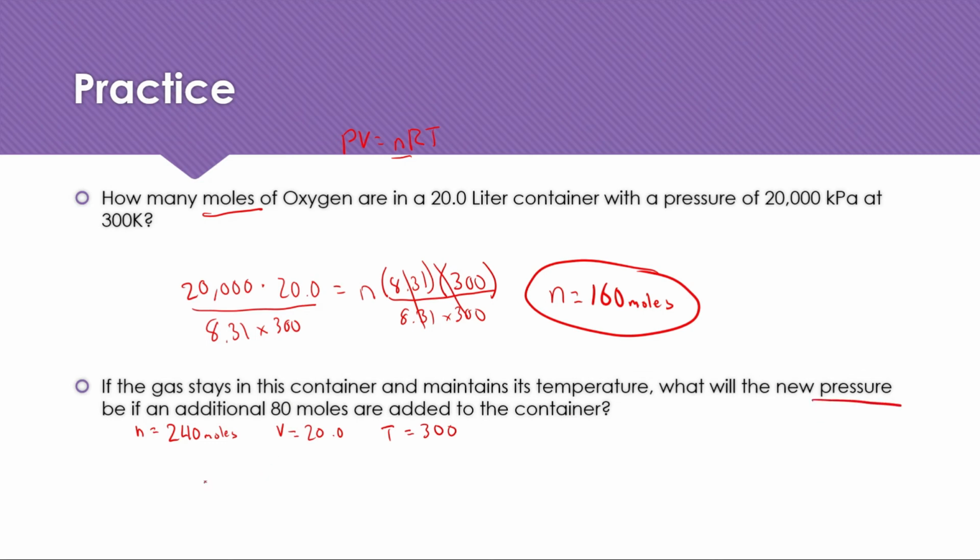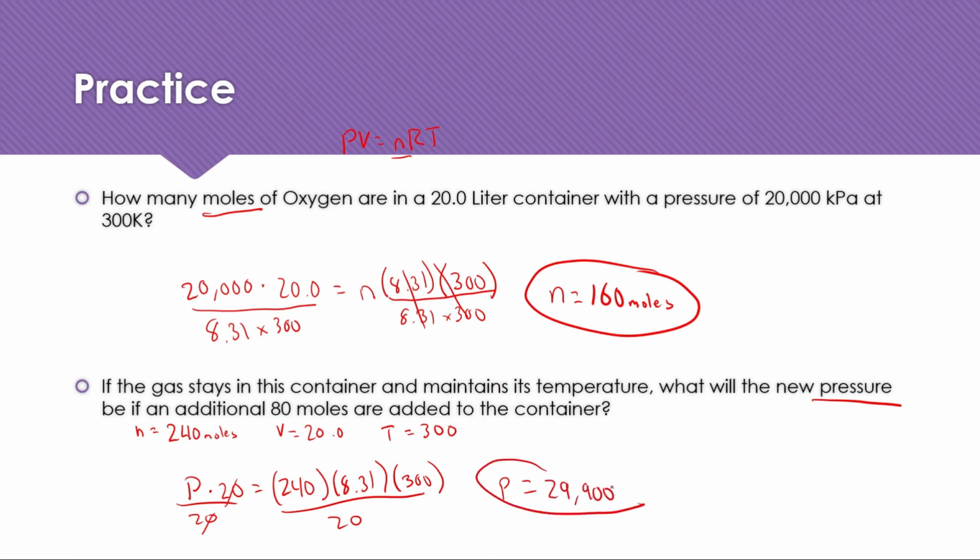So, starting with our equation again, we've got P, which is what we're going to try to solve for, times 20 equals n, which is now 240, times R, which is 8.31, times T, which is 300. All we got to do is divide both sides by 20. And when we solve all of that out, we will get P equals about 29,900. And that'll be in kilopascals.